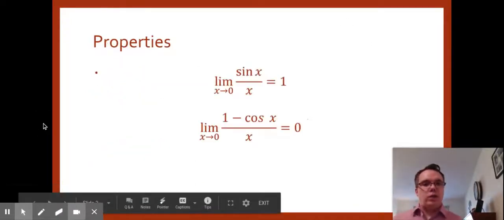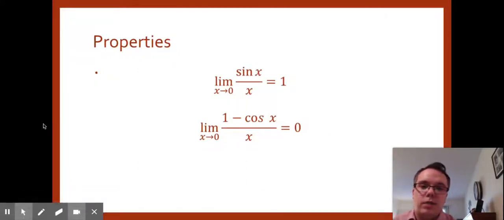All right, in order to use limits for sine and cosine, we are going to use these two formulas. They can be a bit confusing. I'm going to pause for a second so you can write them down. Pause the video so you can write them down.